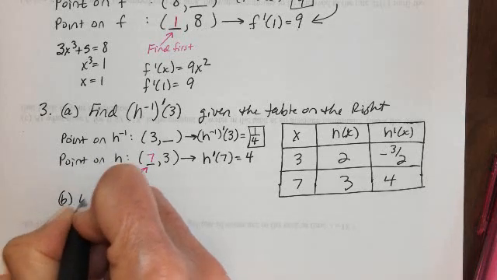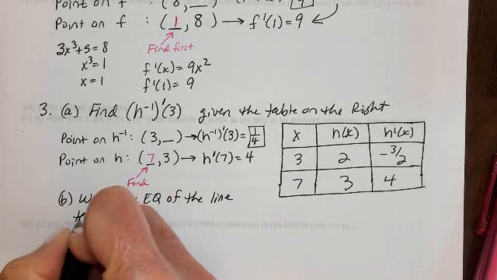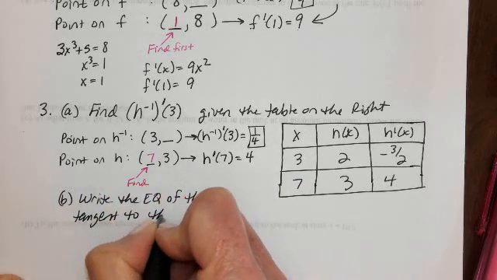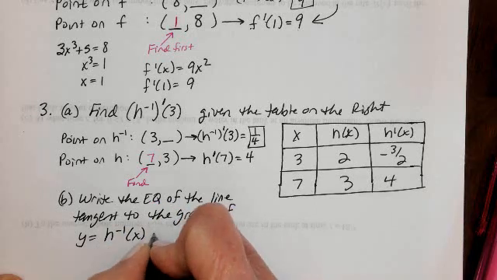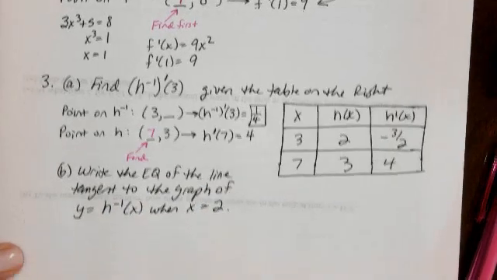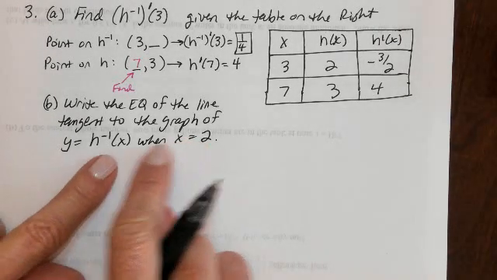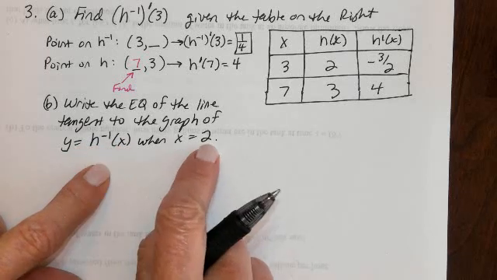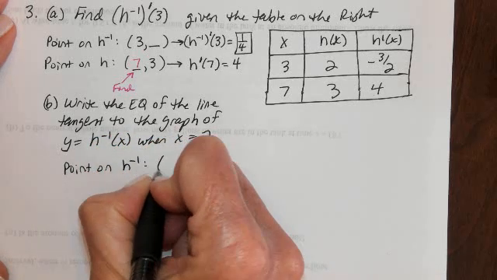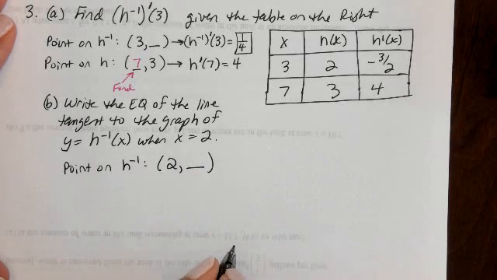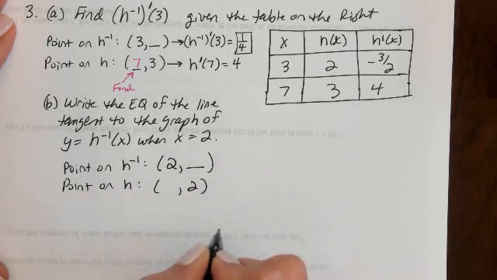Part B. Write the equation of the line tangent to the graph of y equals H inverse of x when x equals 2. Okay? Well, this time I want H inverse to have an x coordinate of 2, right? So point on H inverse, x coordinate is 2, don't know what y is. But if that's true, then a point on H must have y coordinate 2.